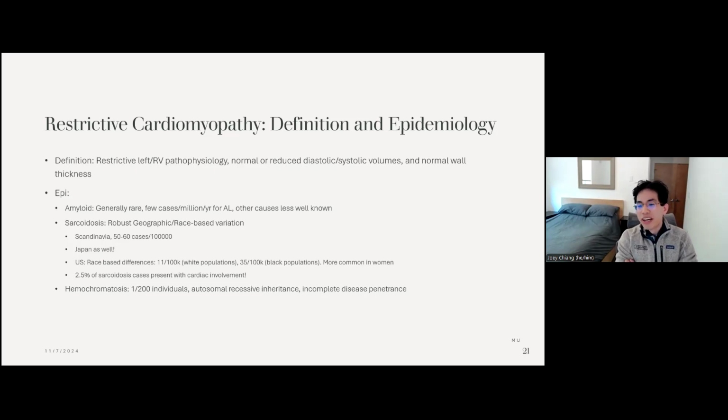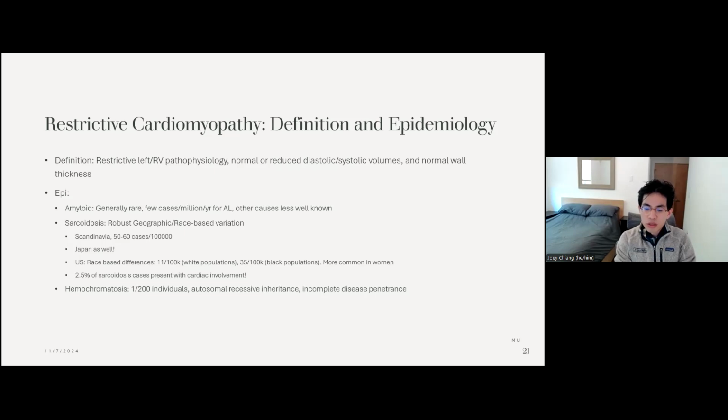Well, relatively. So like 50 to 60 cases per 100K in Scandinavia, which is the area of highest incidence, as well as Japan. As far as the US, there are race-based differences here and in the rest of our care as well. There's 11 per 100K in white populations, 35 per 100,000 in black populations, and it's more common in women. I will say that cardiac involvement is a more rare outcome, 2.5% of cases present with this.